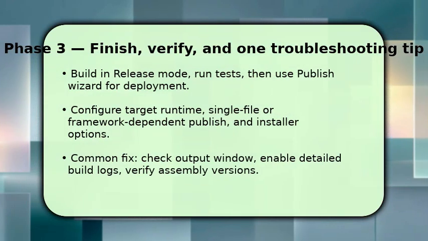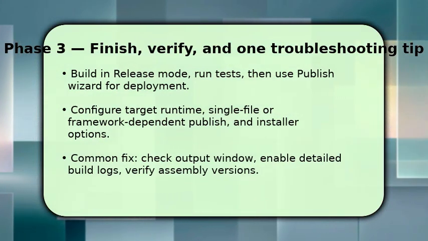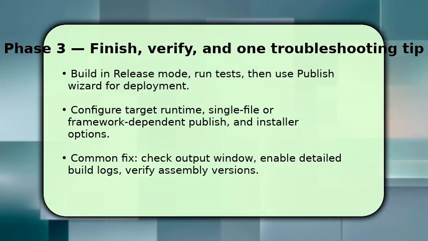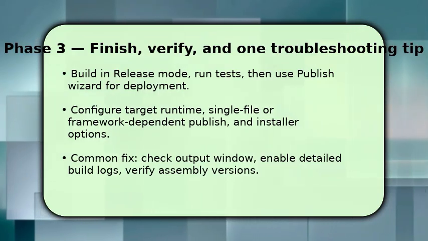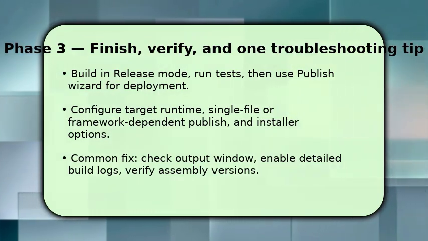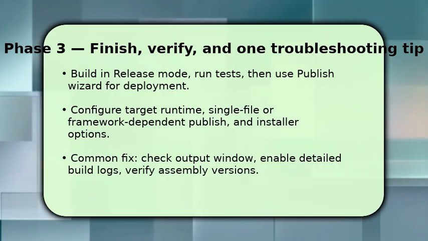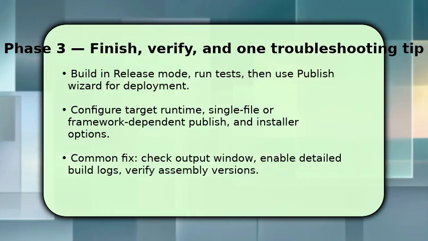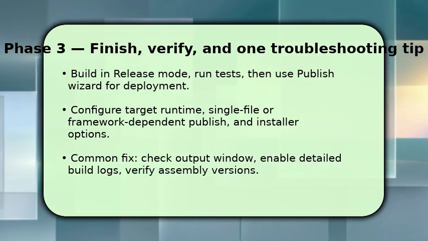You finish by building, publishing, and verifying the app. Switch to release mode, run unit or manual tests, then open the Publish wizard to choose target runtime and deployment type. Single file or framework dependent, each has pros and cons. Once published, test on the target machine and iterate.